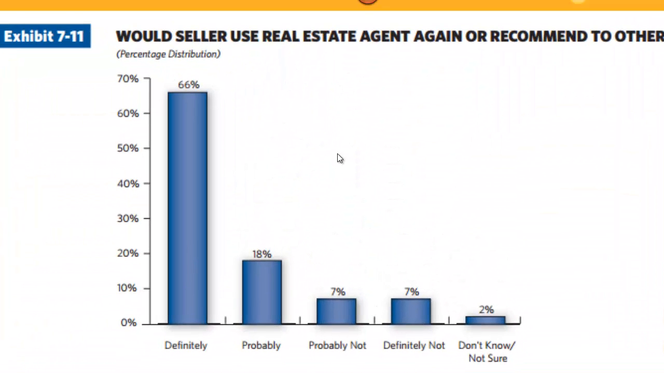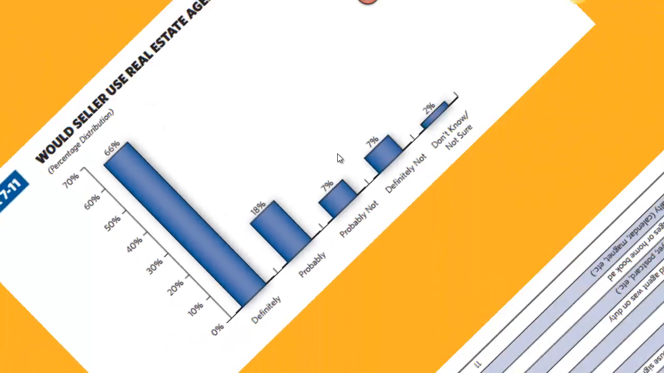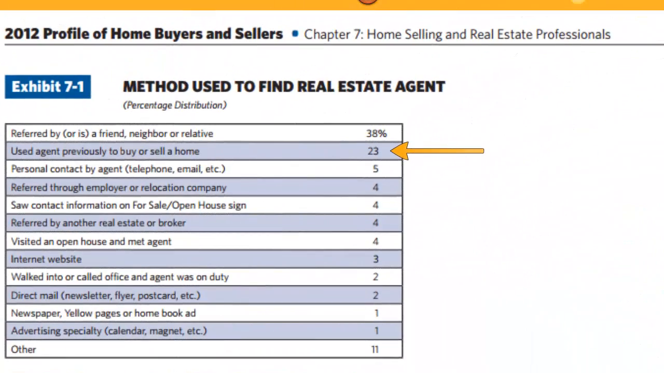And one thing that's interesting with realtors is during a NAR survey, 66% of the sellers said they would use that real estate agent again or recommend to others. However, in the same survey, only 23% of them actually did. So what this means is realtors are having a difficult time following up with consumers as the years go forward. And the main reason for that is because they don't have a system in order to stay in touch with people.